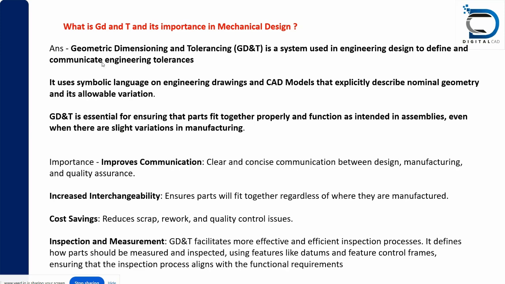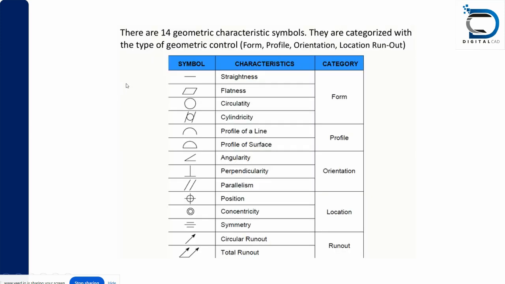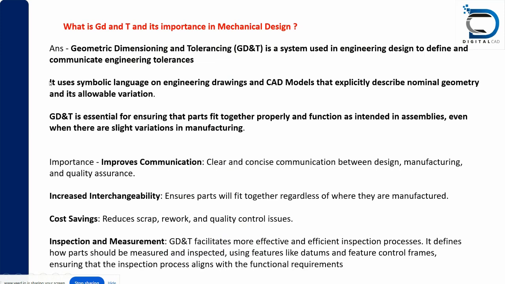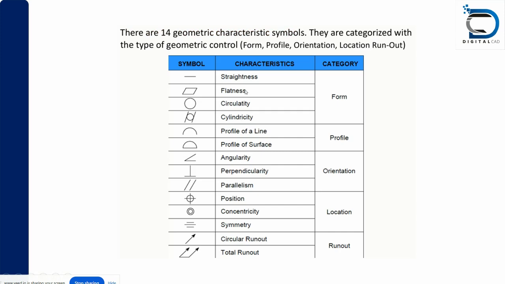So basic, first you need to explain what is GD&T, and then the importance, three or four importance we have to answer. Okay, now to understand more, you should know, if the interviewer is asking in depth, like what are the GD&T symbols. So here we are explaining it is using the symbolic language. Okay, so what is the symbolic language, or what are the symbols we are using?